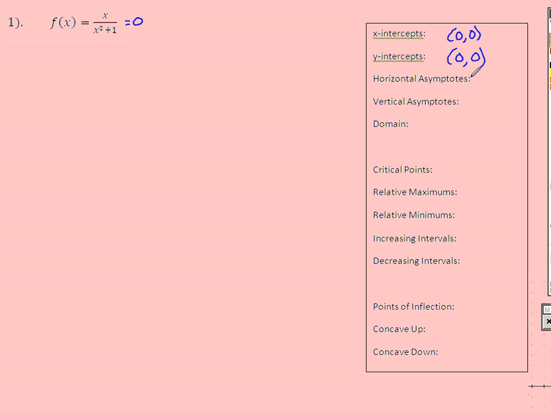Horizontal asymptotes, we're going to look at the degree of the numerator and the degree of the denominator. The denominator is bigger. It's going to increase much more rapidly. That means my horizontal asymptote will always be y equals 0.